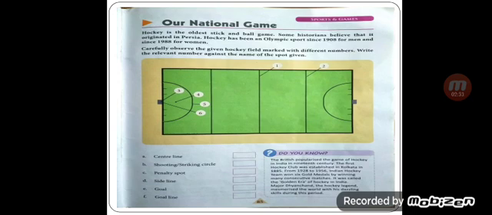Then fifth is the shooting or striking circle. The semicircle made here is known as the shooting or striking circle. And the sixth one is what? It is the goal line. The line drawn there is the goal line. So this is what about the hockey: the basic lines and the spots from where the team players play.